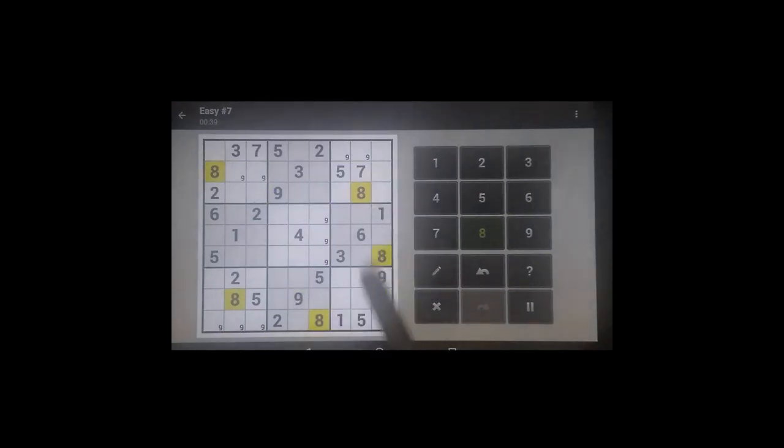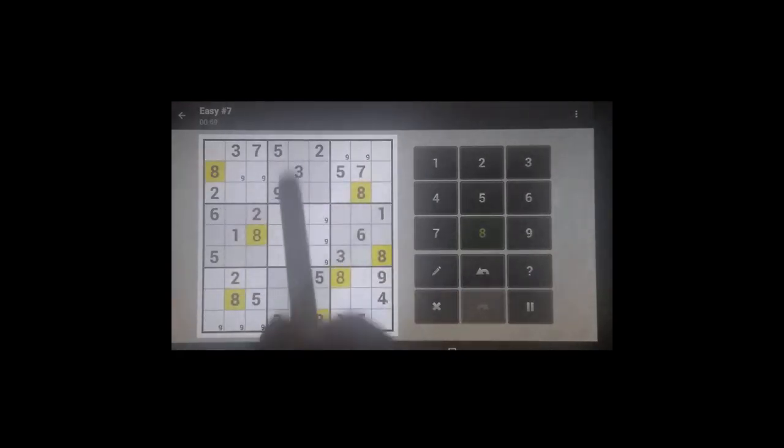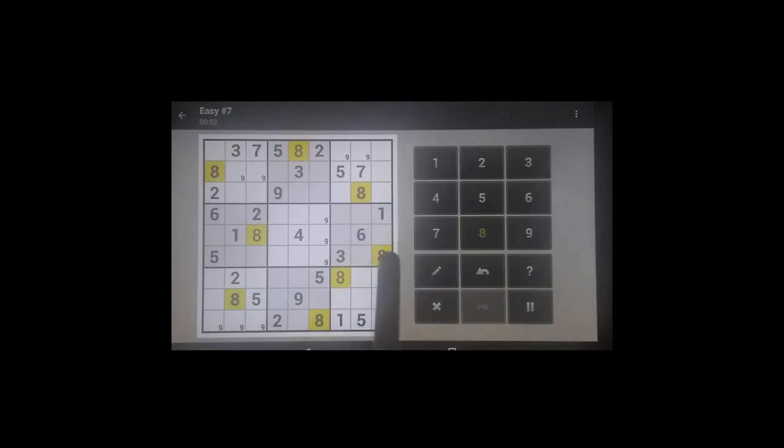Both of these rows and both of these columns are blocked out, so that one has to be there. Both columns and this row is knocked out, so that's got to be there. This row and this row are knocked out, so that has to be there. And now we have both of these rows and both of these columns, so that 8 is there.